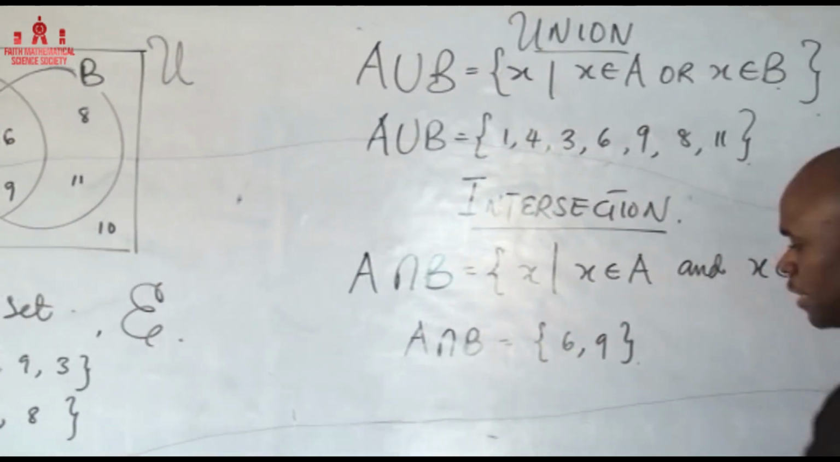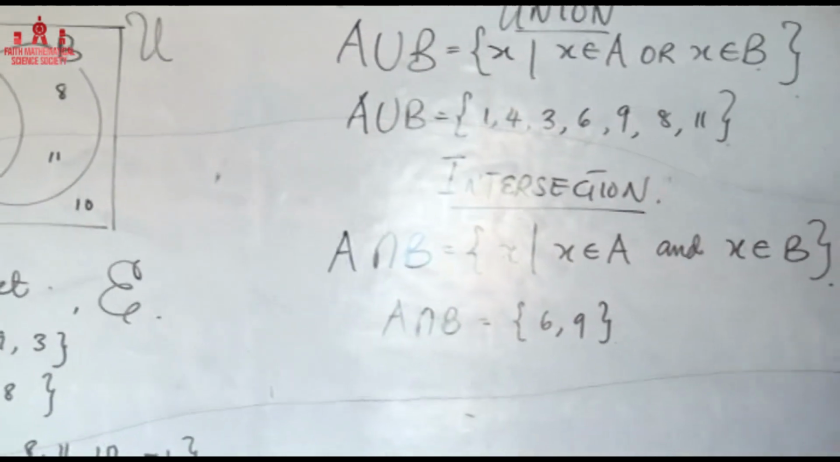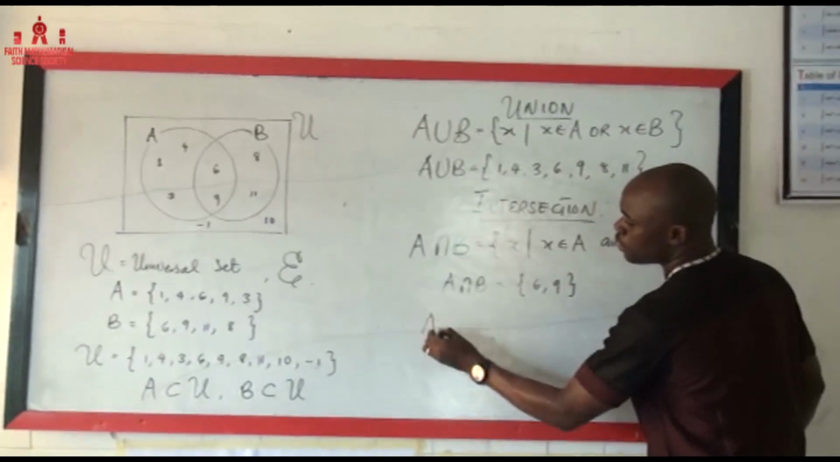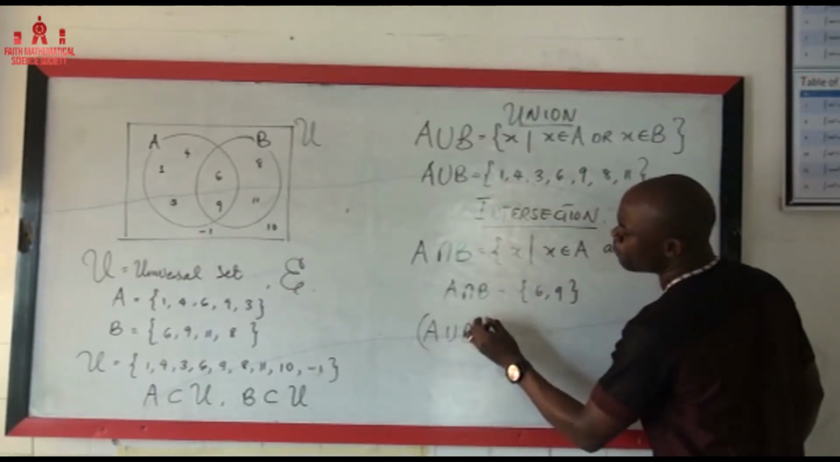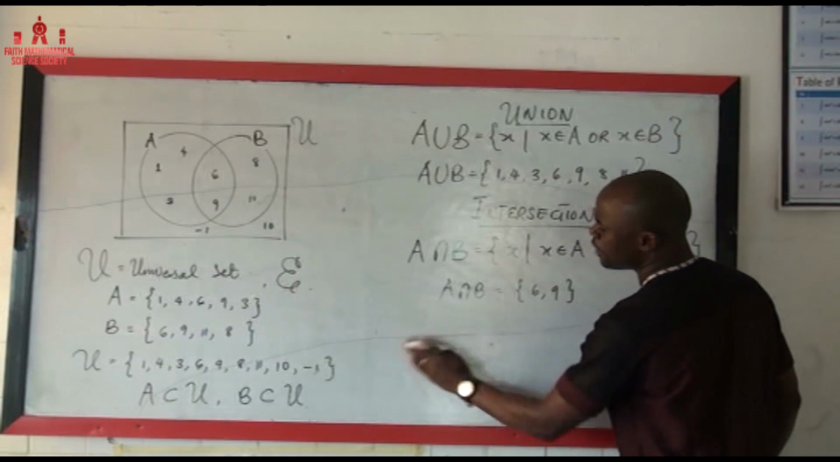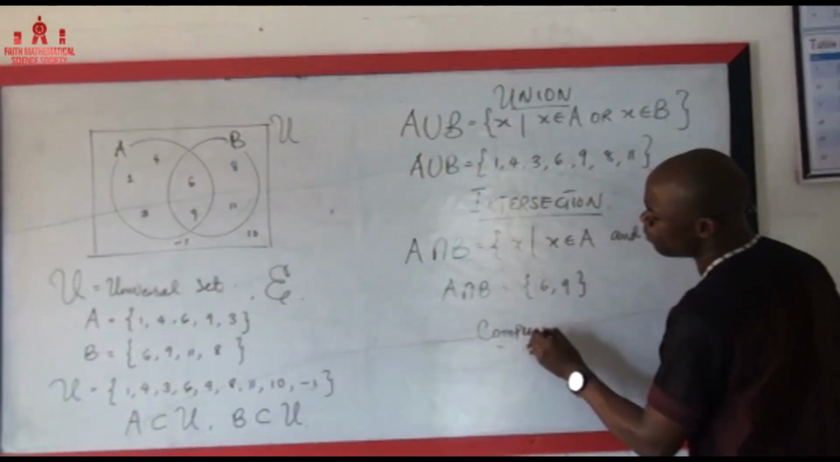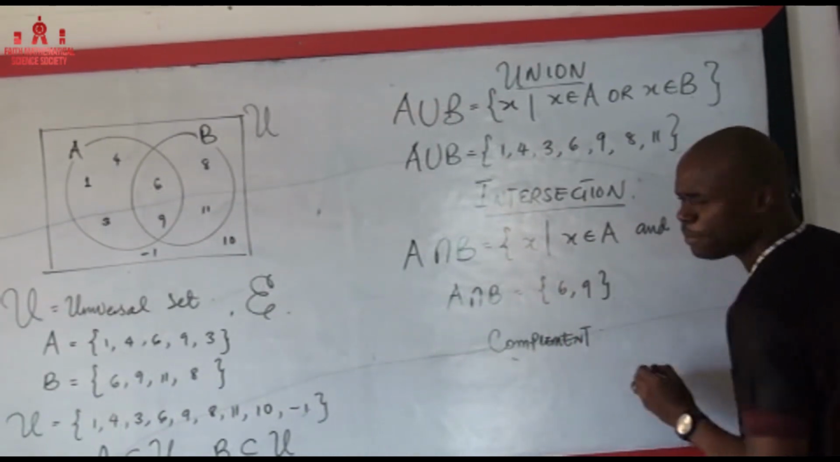Now take note that when we look at the sets clearly, in A union B, there is a problem. First, let me start with what we call the complement. Let me look at the complement of the set.